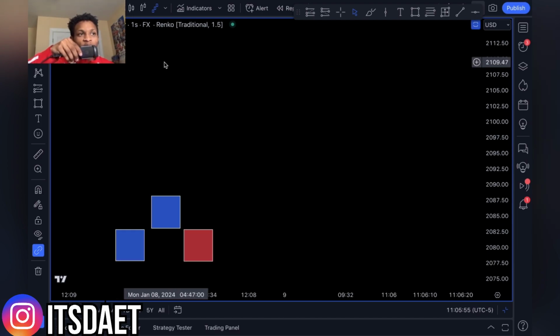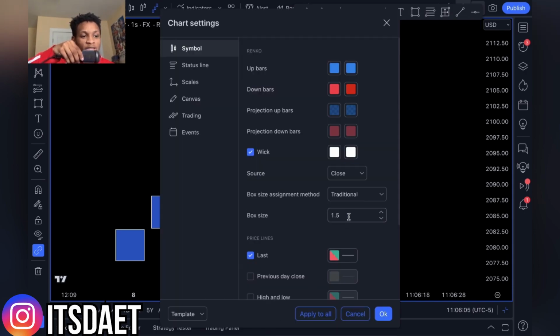Now, I will say it is different for currency pairs. For the major currency pairs like GU, EU, AU, NZD, USD, all those pairs, the number that you want to put in is not going to be this. Let's go test it right now, actually, because I don't want to give you the wrong information, because I know not everybody just trades gold. So let me give you the right information.